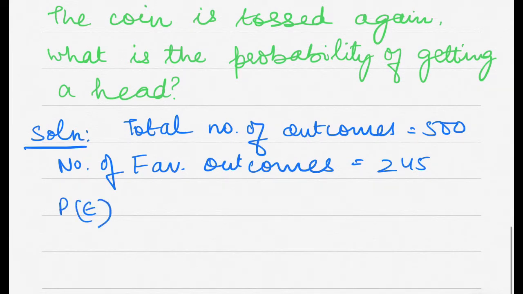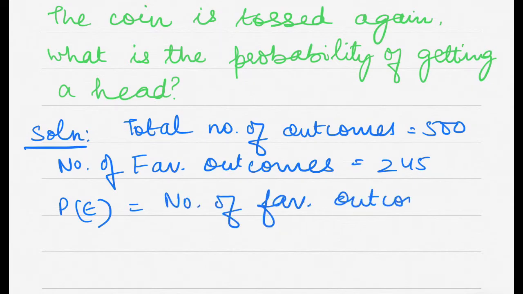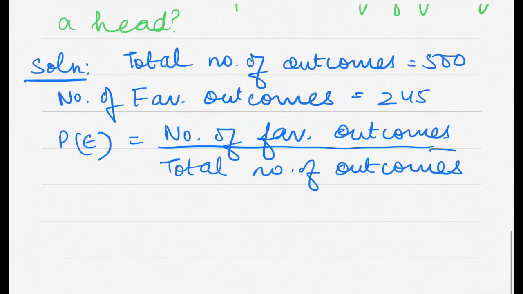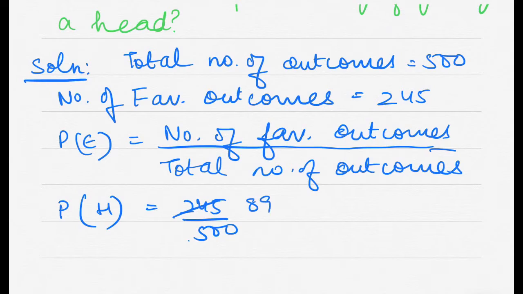Now again we have to write down the formula for probability. Probability of an event is equal to number of favorable outcomes by total number of outcomes. So my probability of getting a head will be equal to 245 by 500. Now 5 8s are 40, 5 9s are 45, 5 how many times?